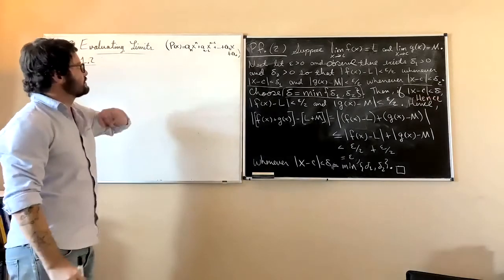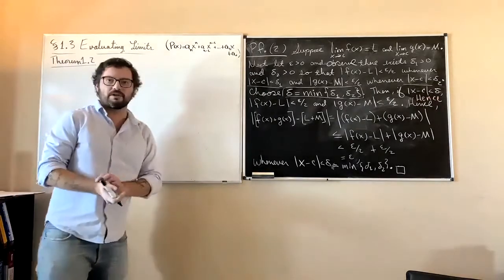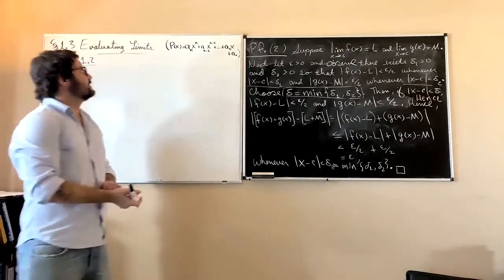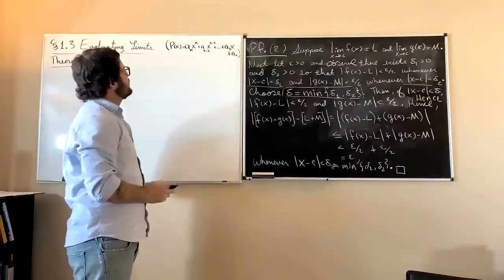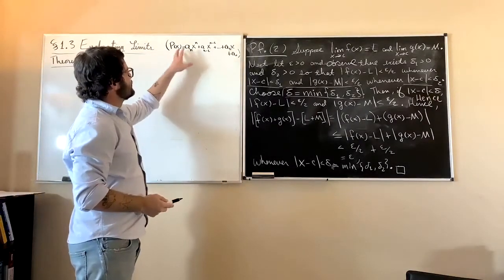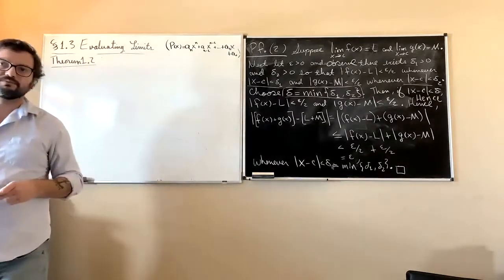So n is a positive integer, a sub i is just some real number. Yeah, so this is a polynomial. Most of you should be familiar with polynomials.